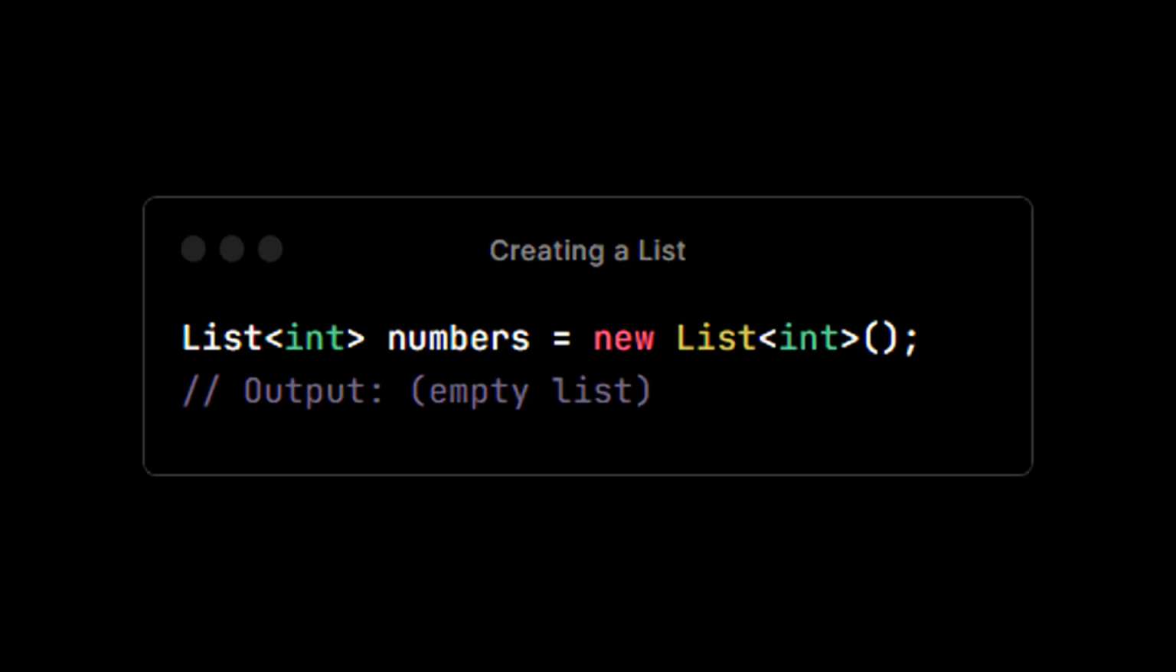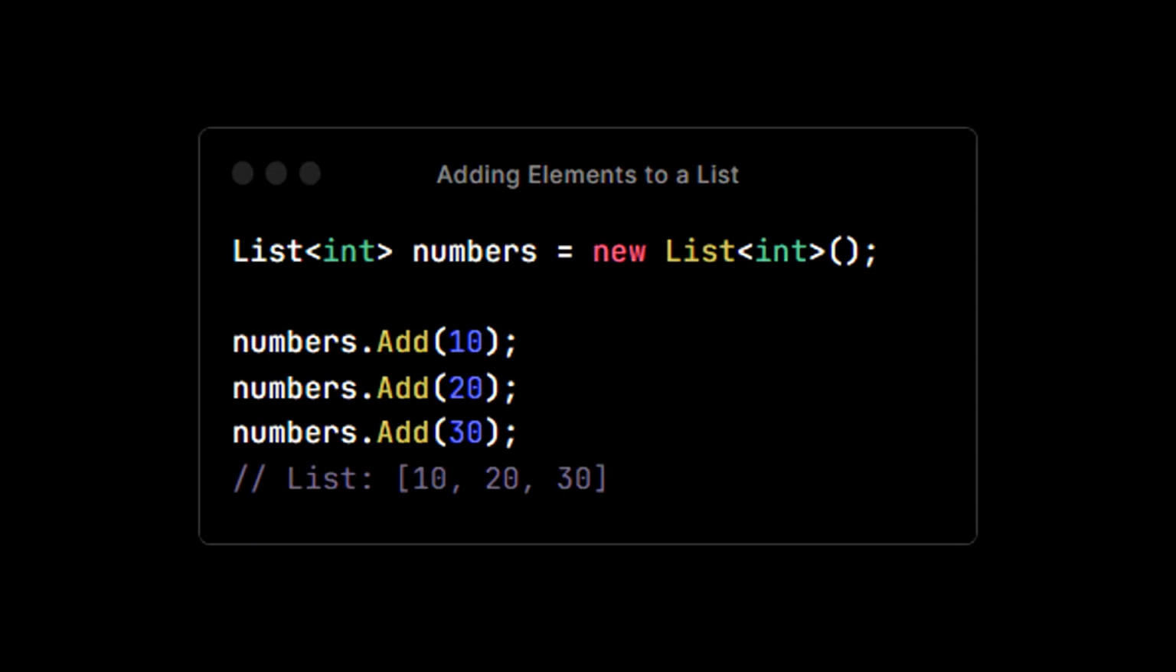Creating a list. To create a list in C#, you need to specify the type of objects it will hold. Here's an example of creating an empty list of integers. Adding elements to a list. You can add elements to a list using the Add method. Here's an example of adding integers to a list.